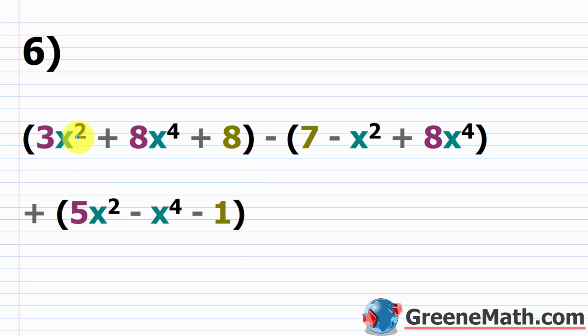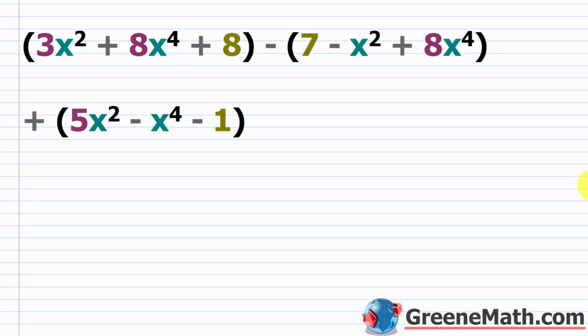So we have this quantity 3x squared plus 8x to the 4th power plus 8 minus this quantity 7 minus x squared plus 8x to the 4th power, and then plus this quantity 5x squared minus x to the 4th power minus 1. Okay, so let's come down here. And for the first polynomial, I can just leave it. So I'm going to have my 3x squared plus 8x to the 4th power, and then plus 8. I don't need to really do anything other than drop the parentheses.